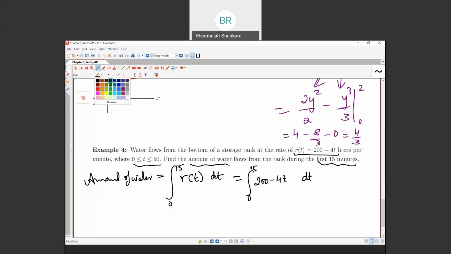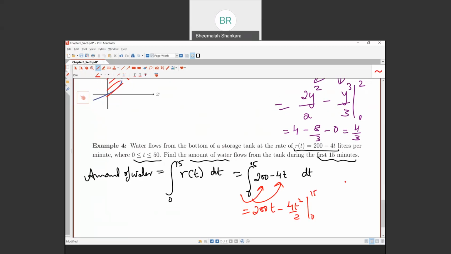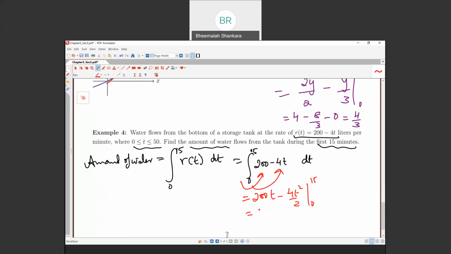So integrate this first function. You get 200t. Integrate the second function. You have 4t squared divided by 2. Evaluate this from 0 to 15. Plug in t equal to 15. You have 200 times 15 minus, cancel this 2, and you have 2 times 15 squared. Evaluate it at 0, you get 0. So write 0. Simplify this, you get 2550, and you know that this is the amount of water and the units given in the problem is liters. So write liters.